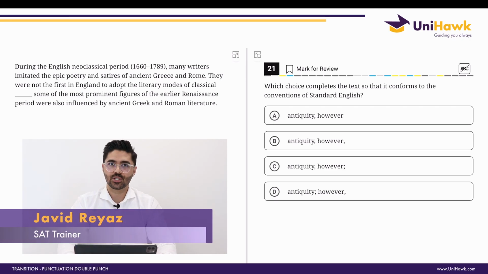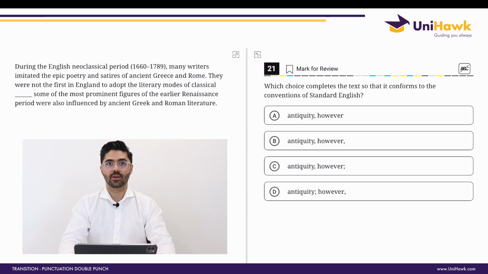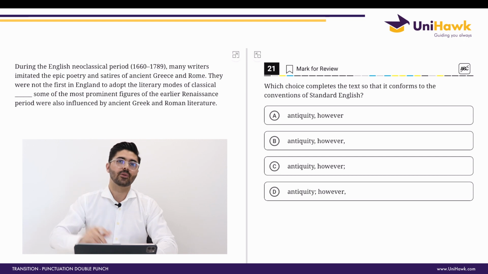Transition and punctuation double punch. Take a moment to read the sentences and the question. Okay, now we are tested on two things, the transition between the ideas and the punctuation. Let's decide which punctuation to go with first.